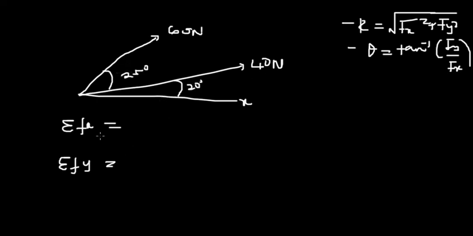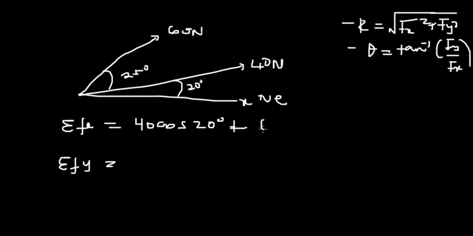Now we are resolving it along the x-axis, so from here you can notice that the angle lies between the force and the x-axis, so this will be cosine. So we have cos 20°, and this is in the direction of the positive x-axis, so this will be positive. Now let's proceed. So now we are at 60 newtons.